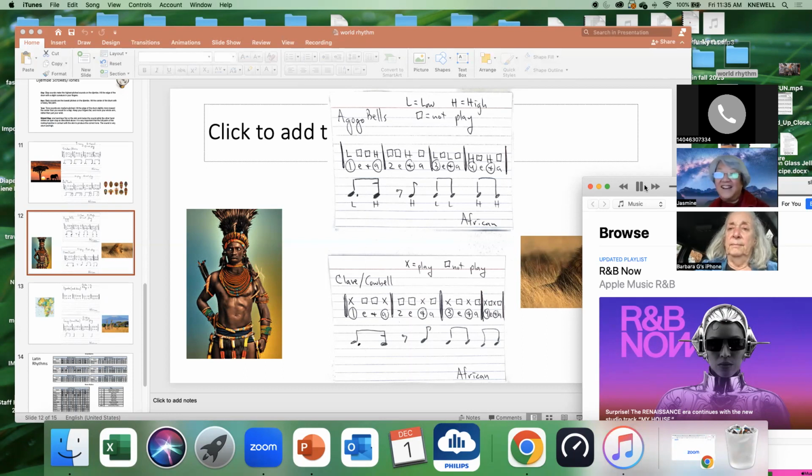Ba ba ba ba ba ba ba ba ba ba ba ba ba ba. So that's kind of the go-go part. Then we got our clave part, which if you look at it carefully, it's the exact same rhythm. And it's a little easier because you're only having to play in one spot, not two different things, but it's the same rhythm.